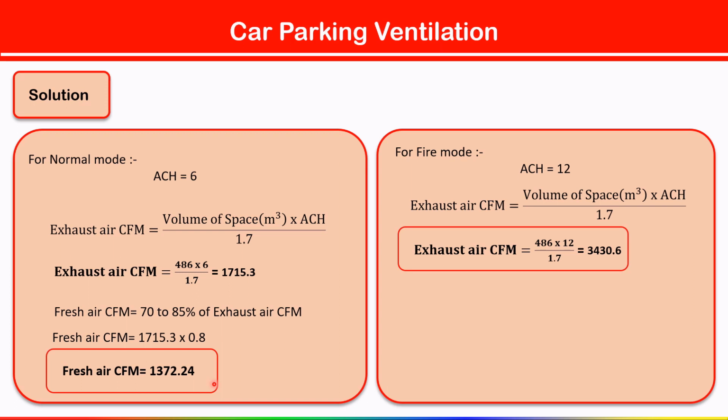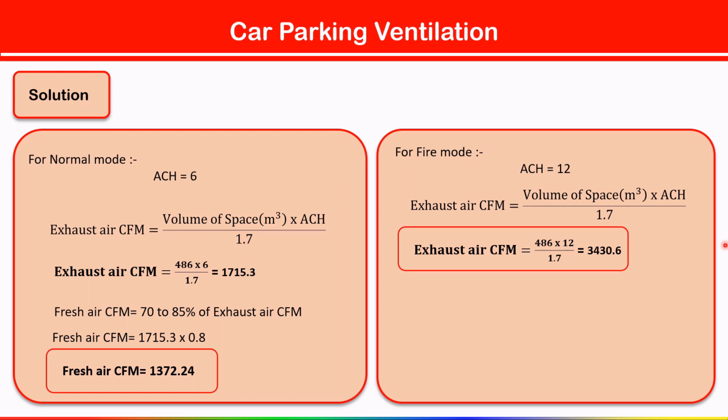Always we have to do the duct size for fire mode only. So if you are calculating the exhaust air duct size, we have to take the Q value, the exhaust air flow rate. How much is it? 3430.6. Now, in normal mode we have to supply fresh air, but remember, in fire mode in a car parking ventilation system we don't need to supply fresh air. Why?